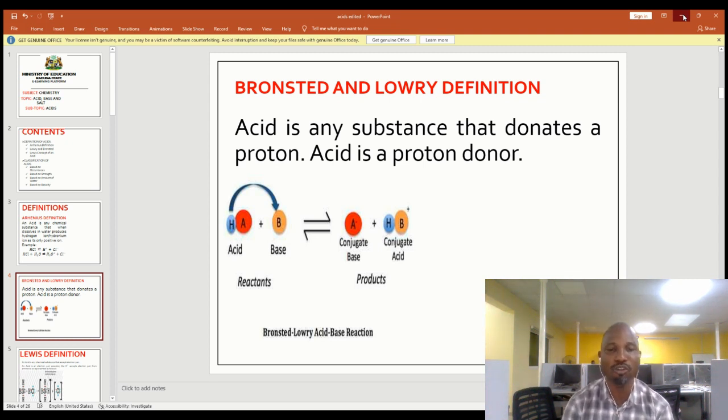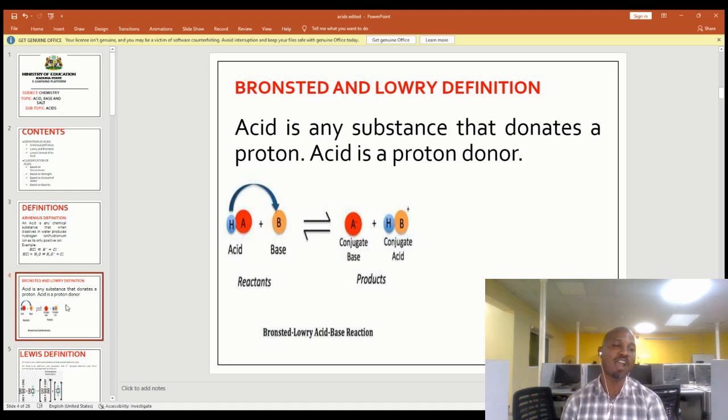Now, if you look at the illustration on the screen, you will see HA plus B, such that HA reacts with B, where HA is the acid and B is the base. Then if you look at the product, you will see a conjugate base A-, then you have a conjugate acid HB+, where H, which is a proton, has been donated to B. And that is what Lowry sees, and he defined an acid as a proton donor.